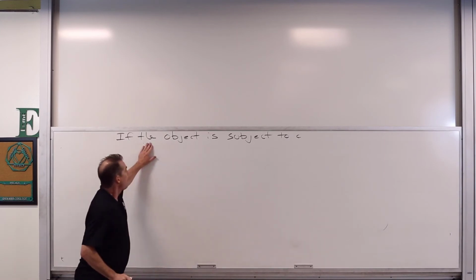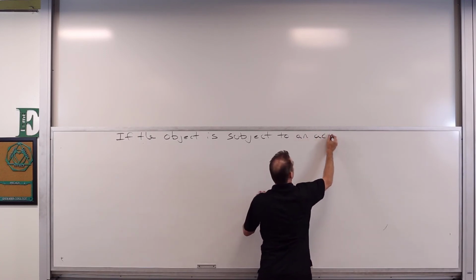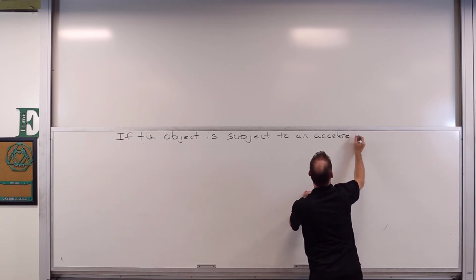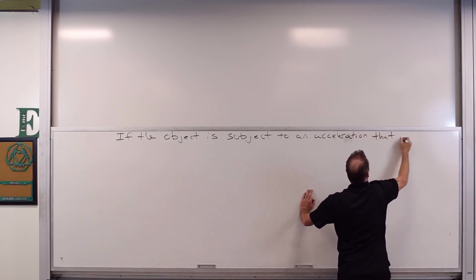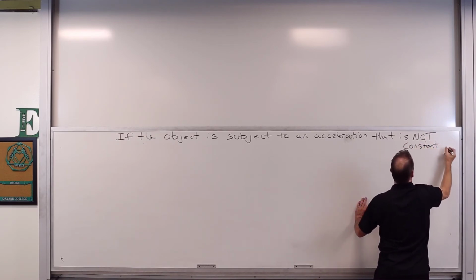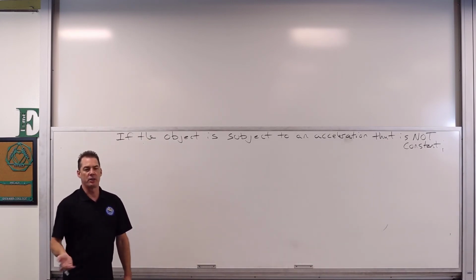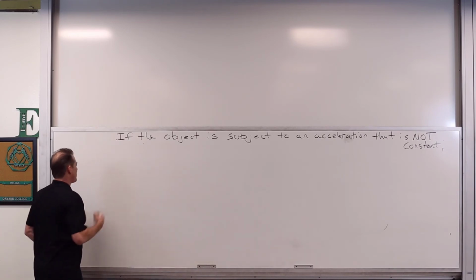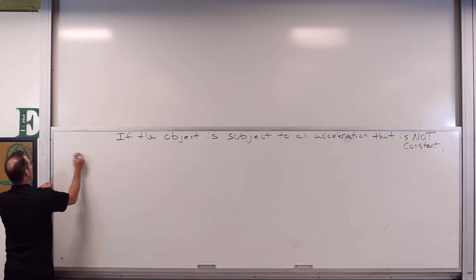We'll say if the object is subject to an acceleration that is not constant, what do we have then? What do we got to work with? We still work in terms of x and y components, but we need to know how the acceleration behaves as a function of time, ultimately.